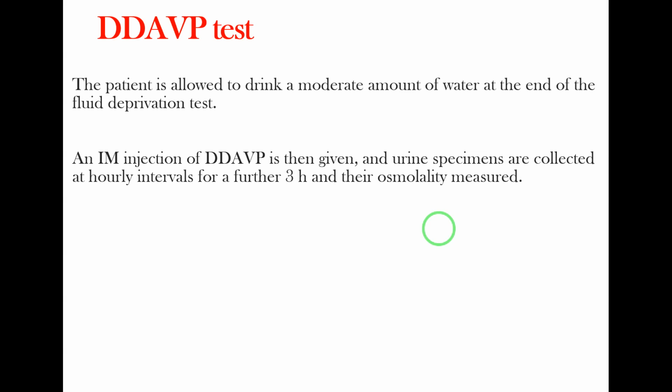The defect is either in the tubule, which cannot reabsorb the water, or in the hormone that is responsible for reabsorption of the water, which is the antidiuretic hormone. So we give the antidiuretic hormone, which is synthetic vasopressin, or DDAVP, and we collect urine samples over 3 hours. In each of these urine samples, we measure the osmolality. So we give something that enhances the reabsorption of water. In this condition, we expect that the osmolality must increase if the defect is in the antidiuretic hormone.